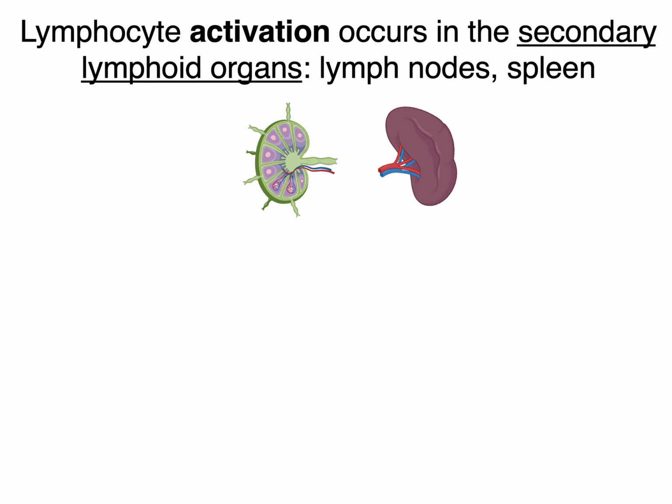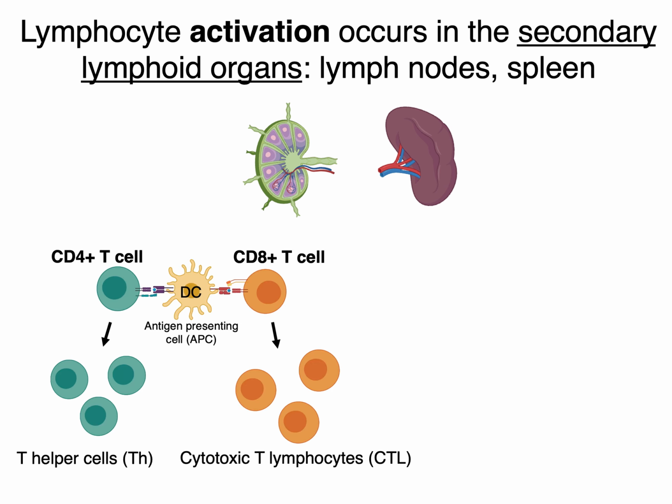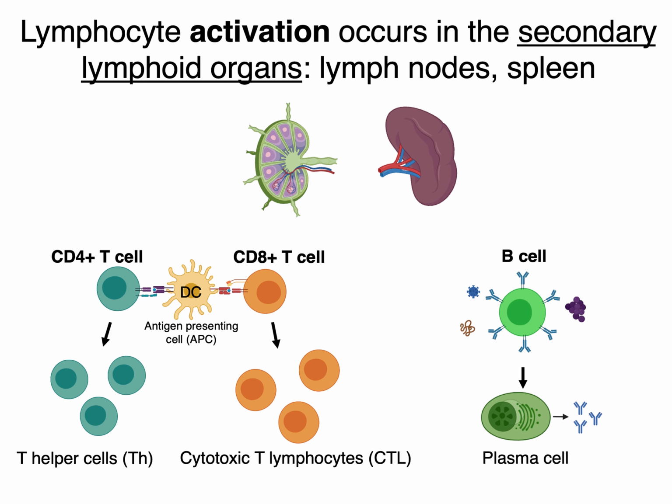Conversely, lymphocyte activation occurs in secondary lymphoid organs, lymph nodes and spleens. This is when mature T cells that have already undergone development in the thymus are activated by dendritic cells to differentiate into helper T cells or cytotoxic T lymphocytes, and mature B cells that have already undergone development in the bone marrow are activated and differentiate into long-lived plasma cells.